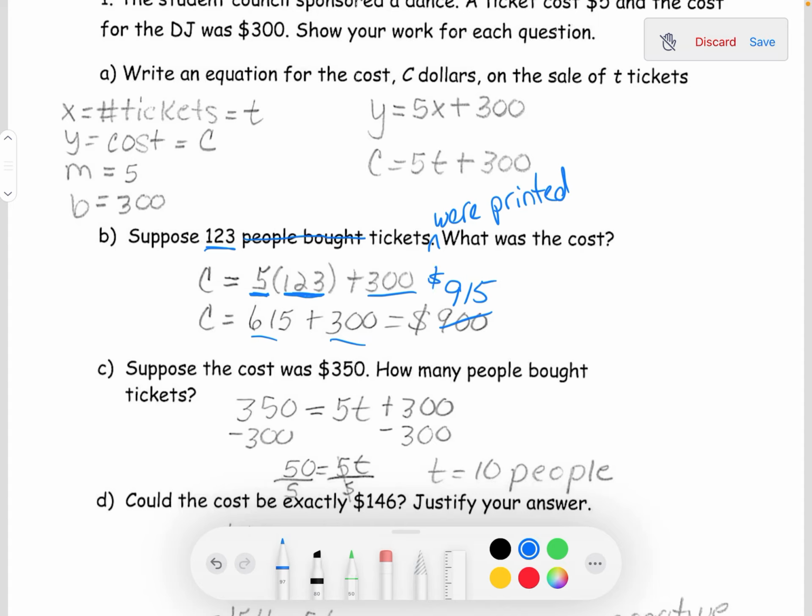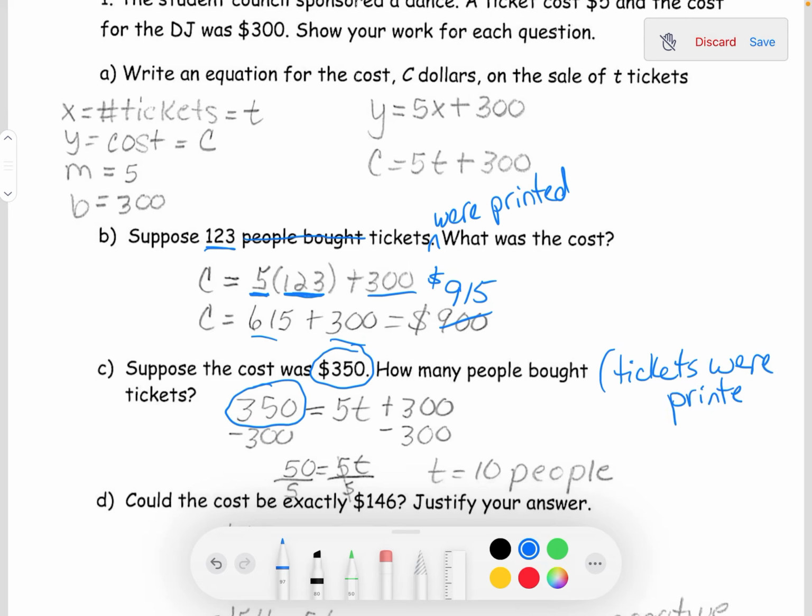So we can calculate the total cost of hosting a dance just by substituting in the number of tickets sold or the number of tickets we printed, so we can see what our cost is to have the dance. Another question would be, suppose the cost was $350, so we know the total cost. We put it in the place of y. How many people bought tickets? Well, this is also how many tickets were printed.